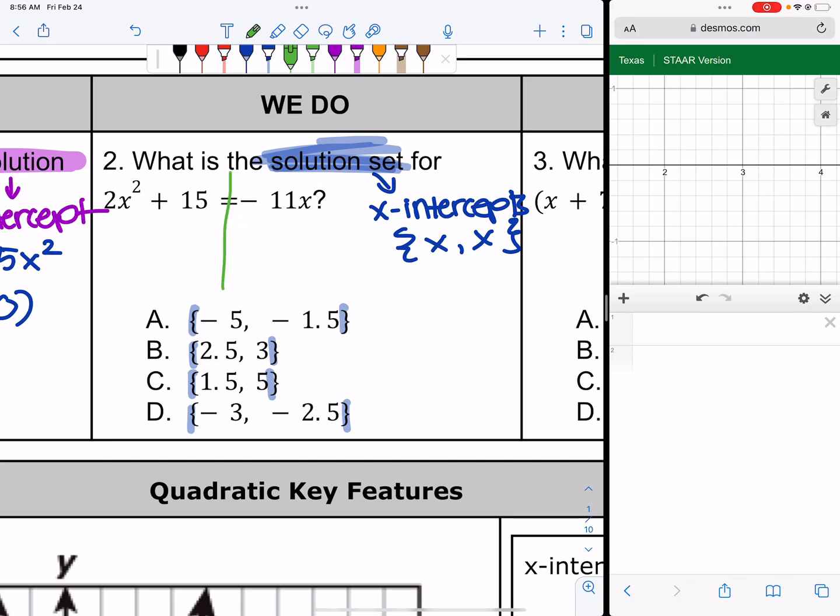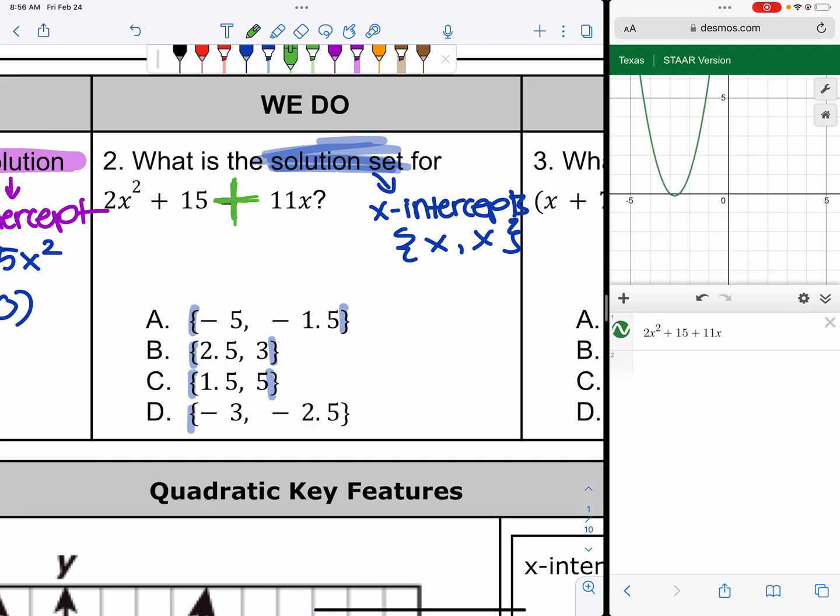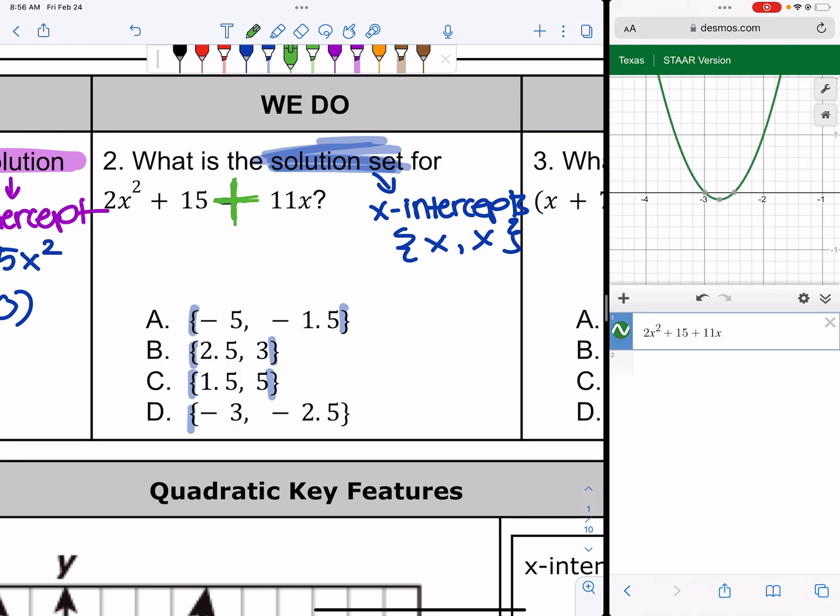This negative 11x. So we're going to change that negative 11 to a positive right here. That whole thing just changed to positive. That makes it easier. So we're going to graph 2x squared plus 15 plus 11x. And we need to zoom back out. And we see our little green quadratic shape over here. We're going to look at our x-intercepts. So we have negative 3, 0 and negative 2.5, 0. We're looking at negative 3 and negative 2.5.